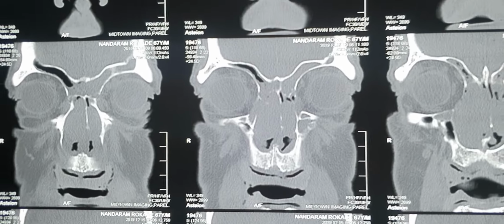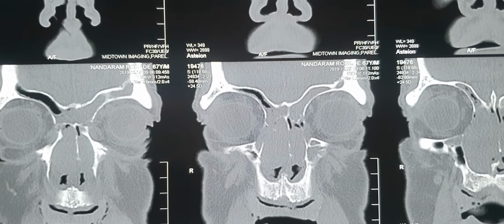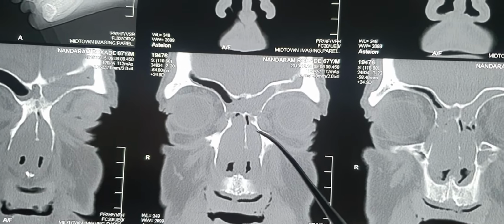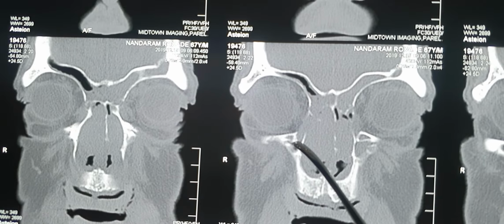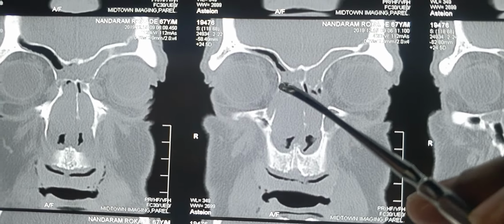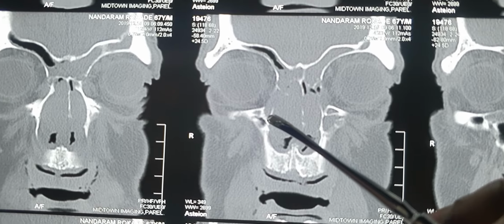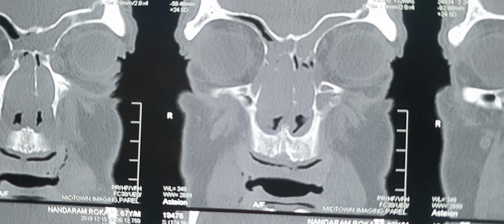Now as we reach the area of the frontal recess, this is the frontal process of the maxilla. Just keep on following the frontal process of the maxilla. You can visualize the nasolacrimal duct system. Now, just follow this instrument. You can see this area over here. This opacified area over here.